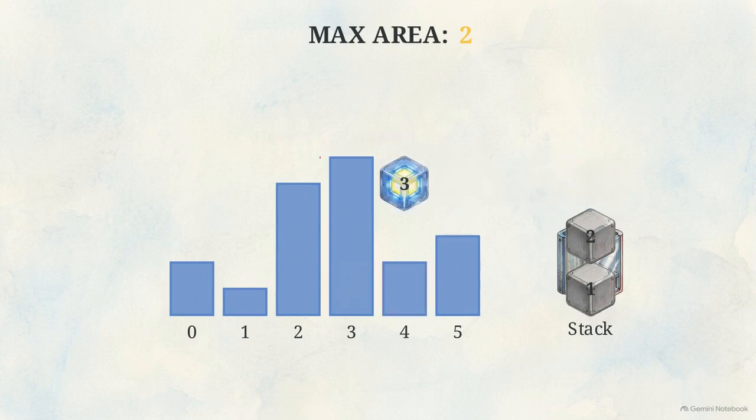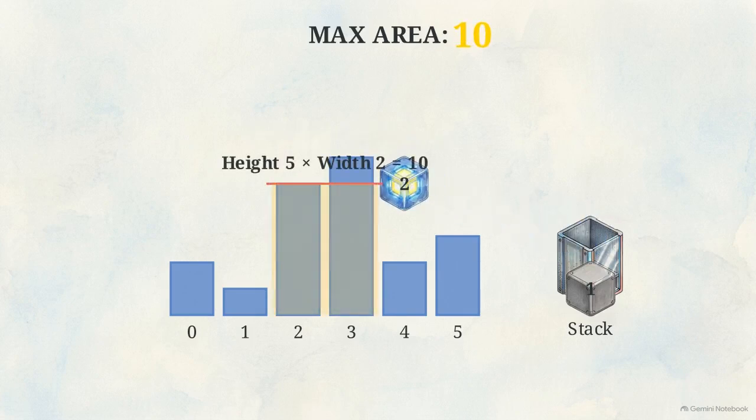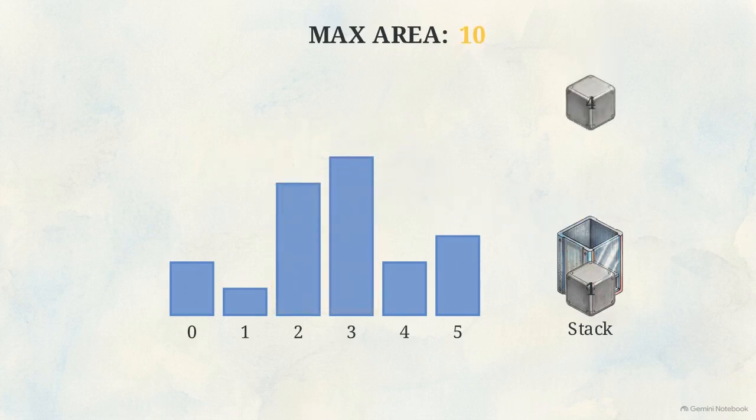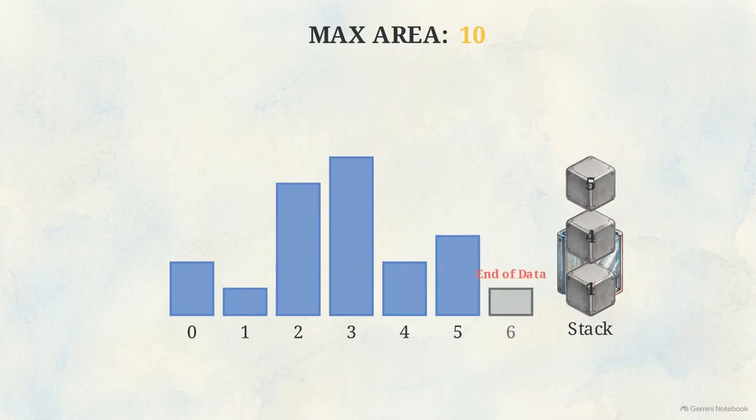This is lazy removal. Instead of calculating area for every bar immediately, we execute the math only when a bar is popped. This allows us to find the maximum possible area across the entire histogram in one single pass.